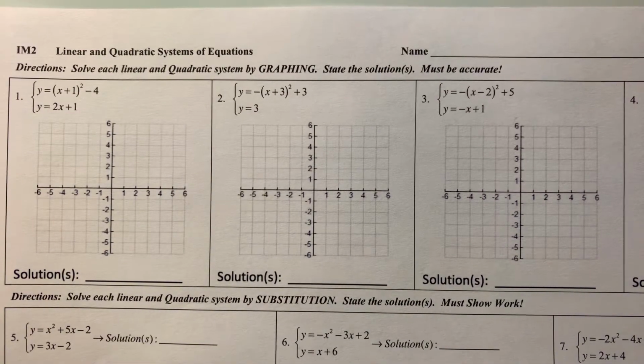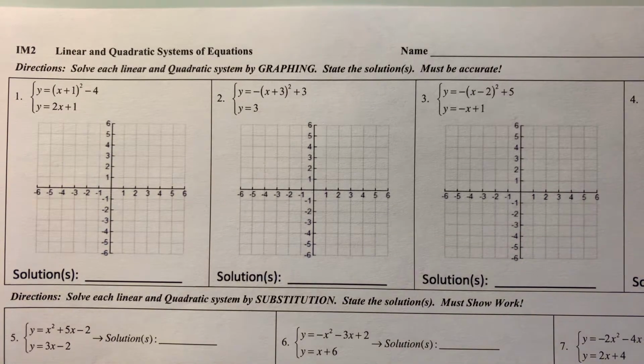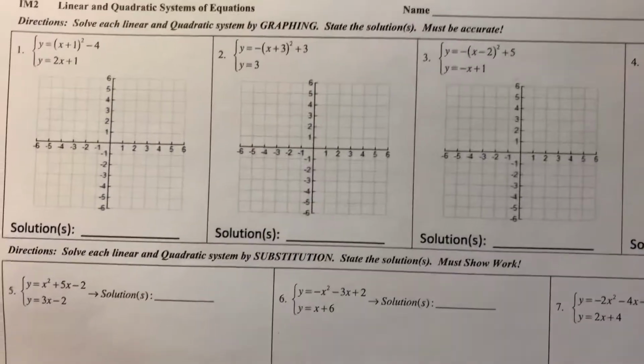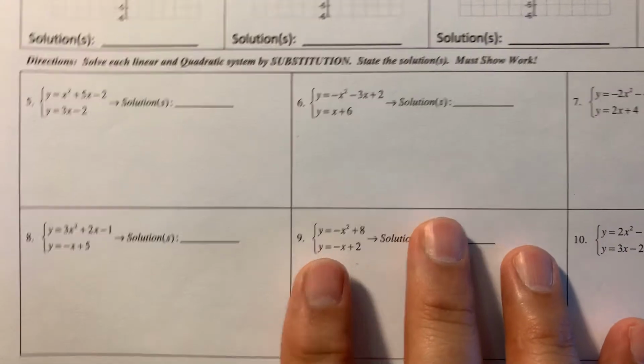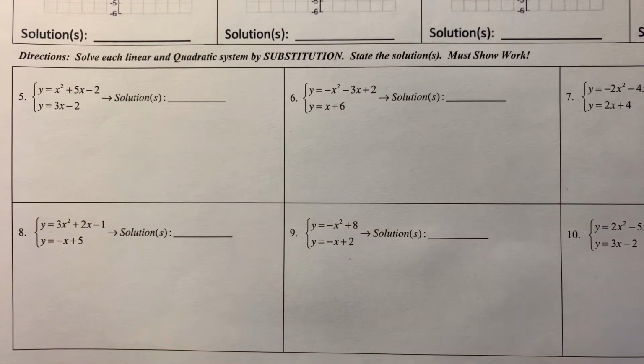We've got linear quadratic systems of equations. We're going to solve each linear and quadratic system by graphing, and then state what the solutions are. We have to be accurate and use a straight edge when we do that for those problems. And then the directions here are to solve using substitution or equal values method. So we're going to do it algebraically, show all our work, and then provide our solution.